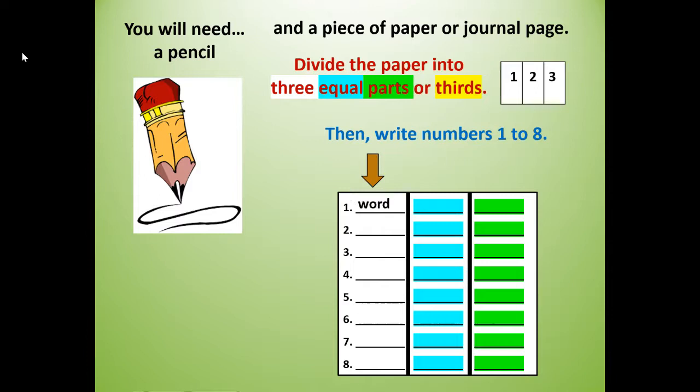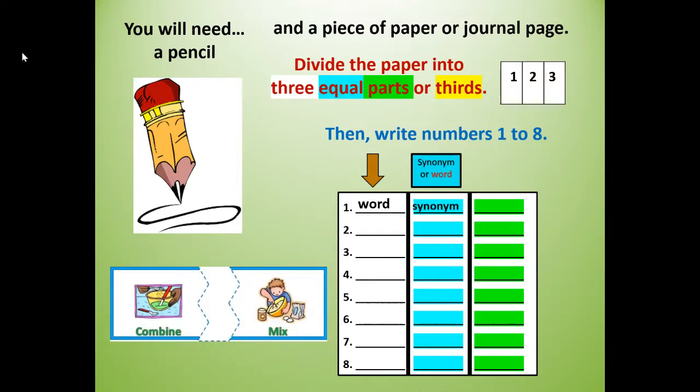So for each number, you're going to write the vocabulary word or phrase. In the second column, you're going to write a synonym. And a synonym is a word that means the same, just like combine is a synonym for mix. If you don't catch a synonym or have time to write a short definition, you can always write the word a second time. And in the third column, I want you to draw a quick picture or sketch to help you remember that word or phrase.